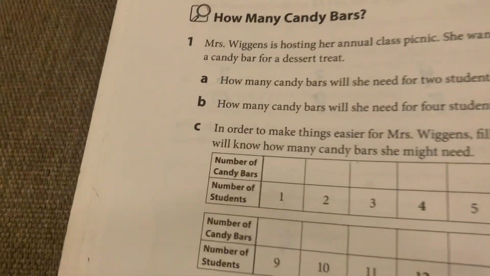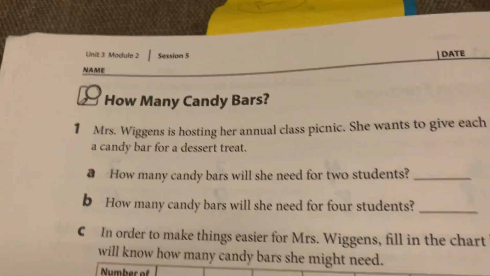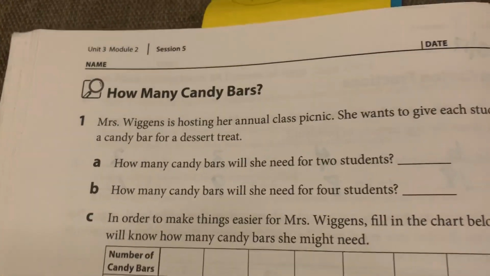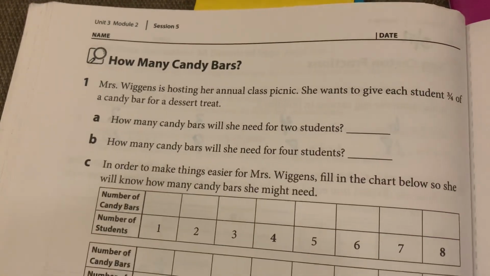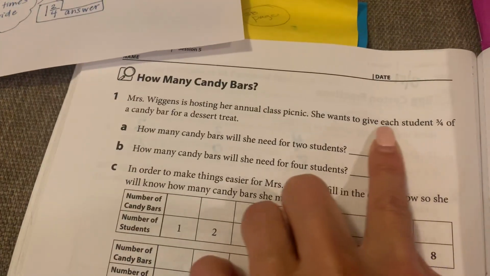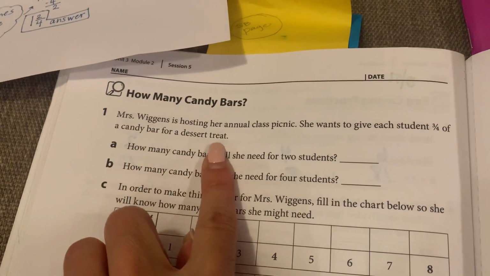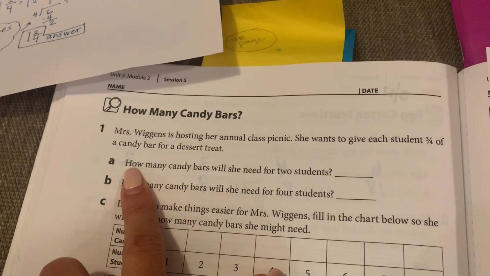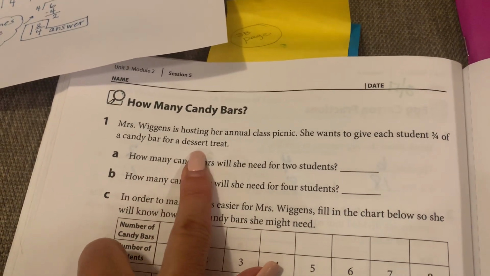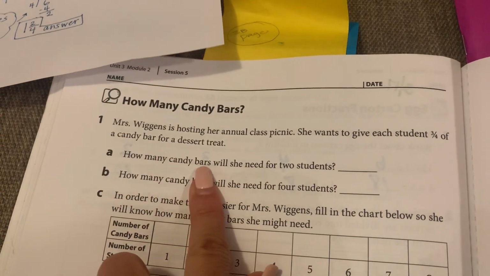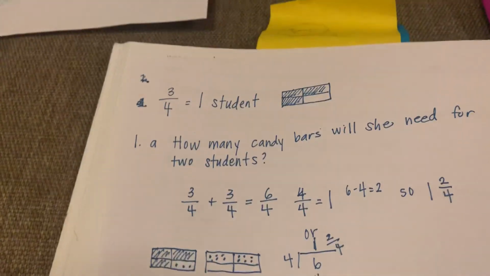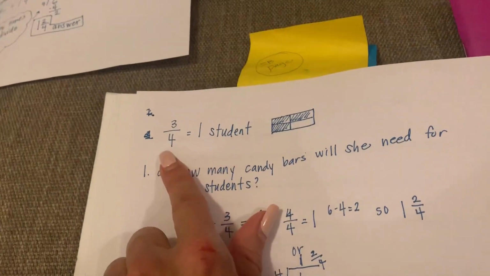Okay, so the student book page is saying that Mrs. Wiggins is hosting her annual class picnic. She wants to give each student 3/4 of a candy bar for a dessert treat. So the question is, well, if she's giving one student 3/4, how many candy bars will she need for 2 students?